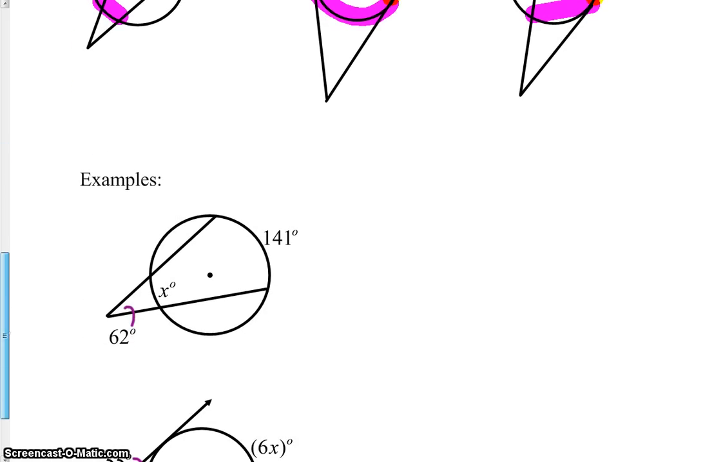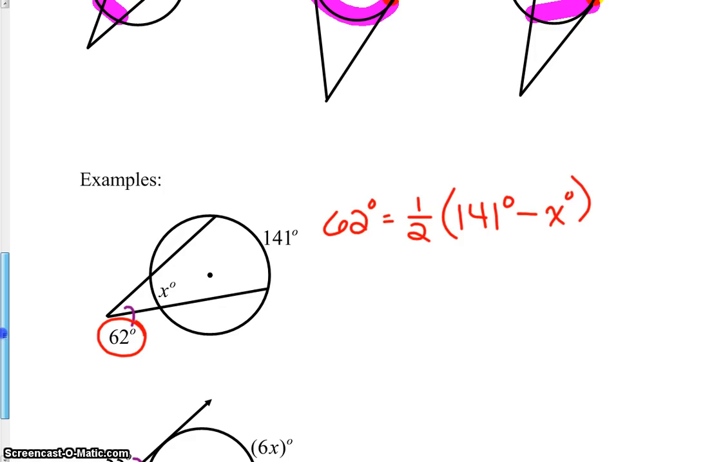Now let's take a look at the example. We're following the formula that the angle equals half of the arcs subtracted. So in this case, we know the angle is 62 degrees. So 62 degrees is going to equal 1/2 of, and our larger arc is always farther away from the angle, so it's 141 degrees, minus our shorter arc, or smaller arc, which was x degrees.